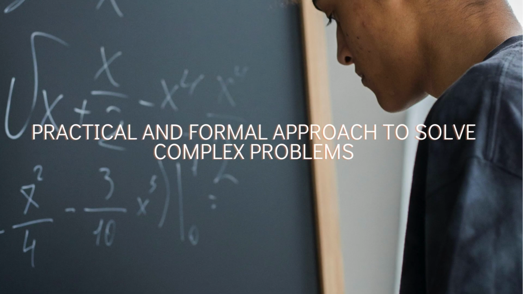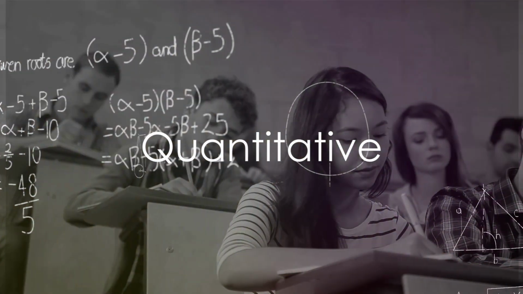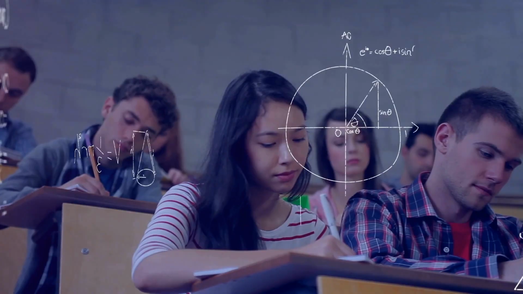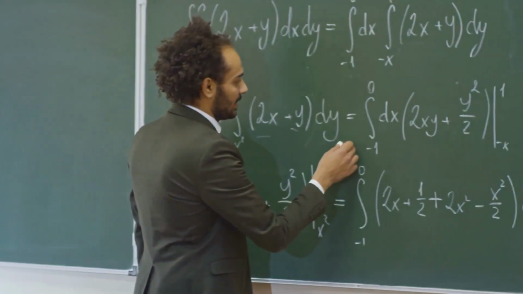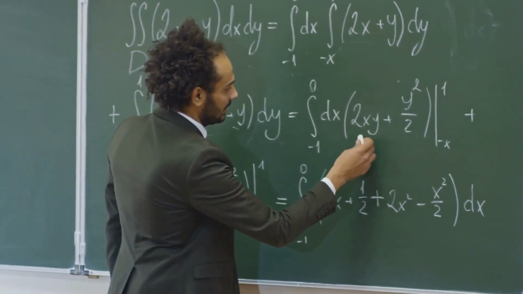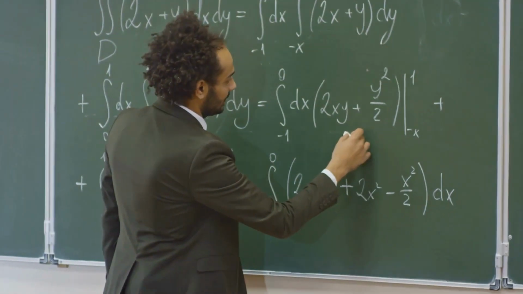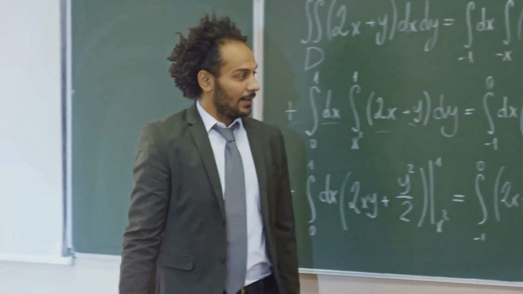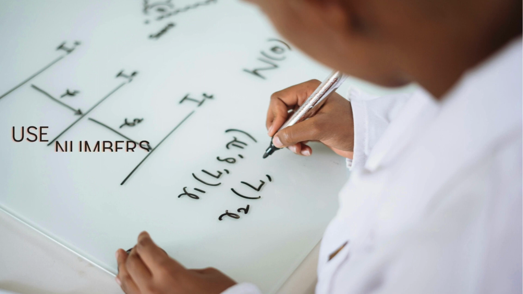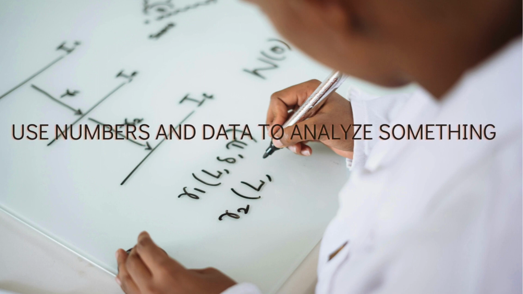Our 10th term is quantitative. This term refers to the systematic empirical investigation of observable phenomena via statistical, mathematical, or computational techniques. It's about using numbers and data to analyze something.